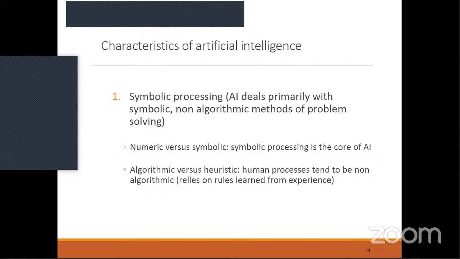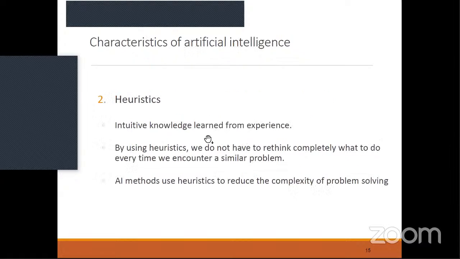Humans tend to be non-algorithmic, but they depend on rules which they have learned from experience, what we call heuristics. They use these heuristics, or thumb rules, which they have learned from experience, and whenever they see a problem, they use that experience and knowledge to solve it. So these heuristics are basically intuitive knowledge learned from experience. By using heuristics, we do not have to rethink completely what to do every time we encounter a similar problem. It automatically comes from the subconscious mind, which has learned over time. AI methods also use heuristics to reduce the complexity of problem solving. In very complex problems, you will see AI researchers and problem solvers use heuristics, which means these thumb rules, to optimize their searches or the mechanisms to solve those problems.